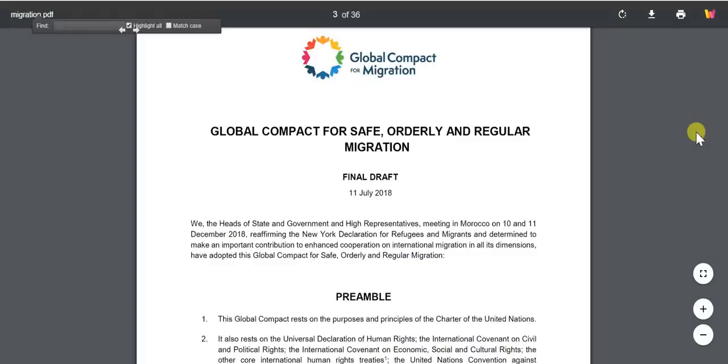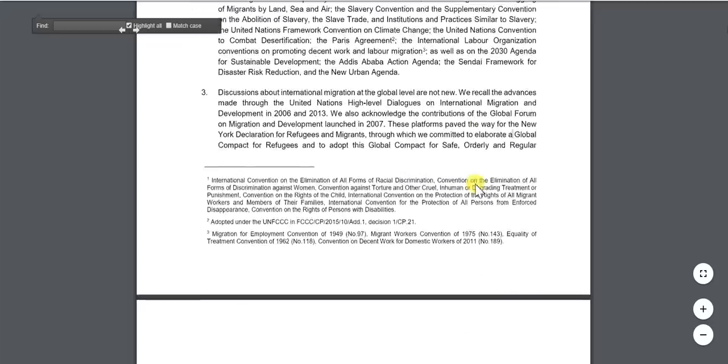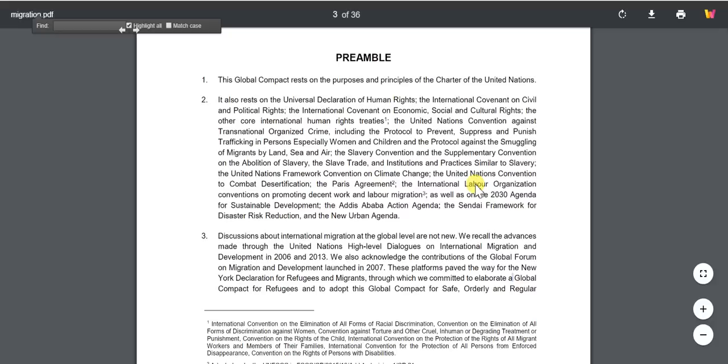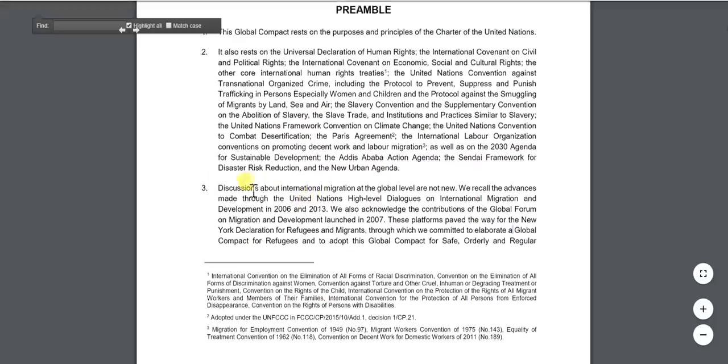Morning, everybody. Today we're going to have a quick look at the Global Compact for Migration. I had a look at the Global Compact for Refugees, which is not the same thing. They are complementary pieces of legislation from the UN. So here is where the one references the other. Number 3, paragraph 3 is where the Global Compact on Refugees is referenced.